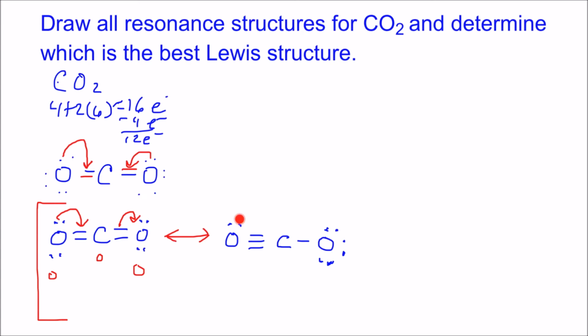Okay, let's do the formal charge for every atom in that molecule. So this oxygen is supposed to have 6 valence electrons, and it owns 1, 2, 3, 4, 5.